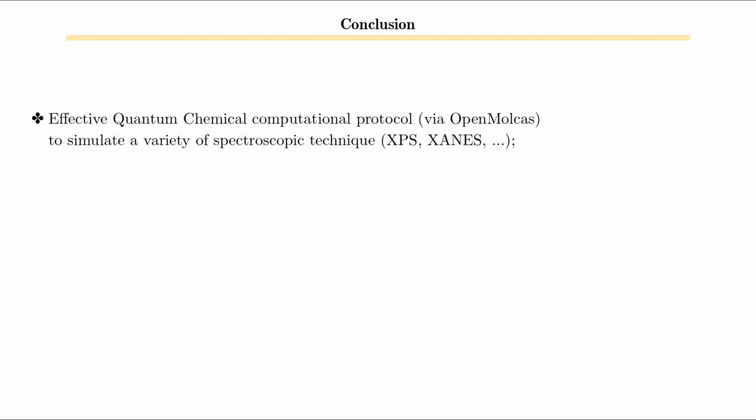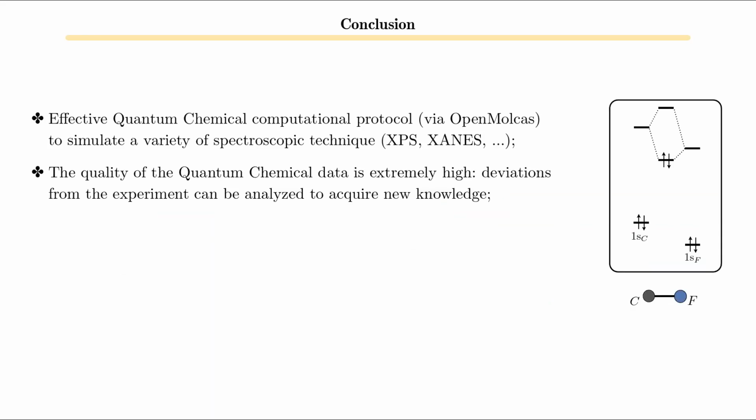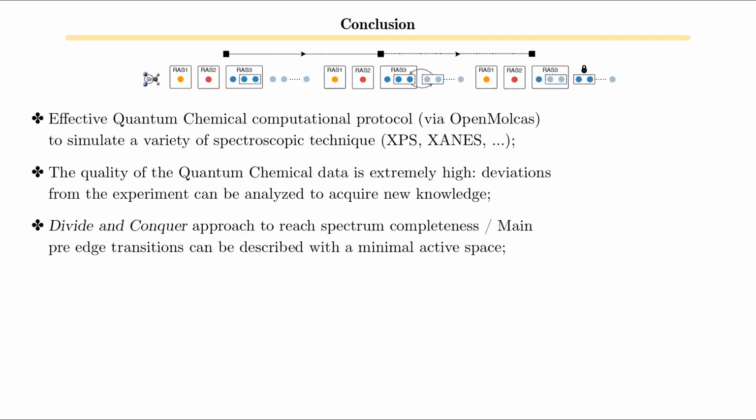With that, I just wanted to show a bit of this effective quantum chemical computational protocol to simulate a variety of X-ray spectroscopy techniques. In particular, we have recently published this JCTC paper that summarizes what I've shown you today. The quality of the quantum chemical data is extremely high, so we can look at deviations and ask why there is a deviation, not just shift to go on top of the experimental spectra. And we have shown this divide and conquer approach to reach spectral completeness.